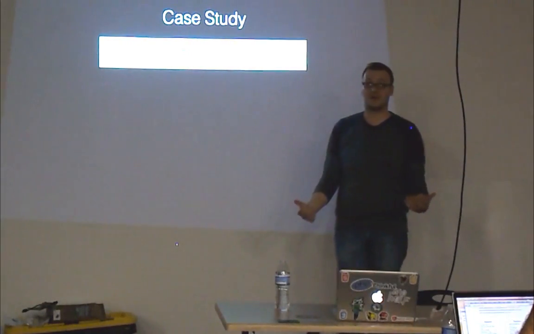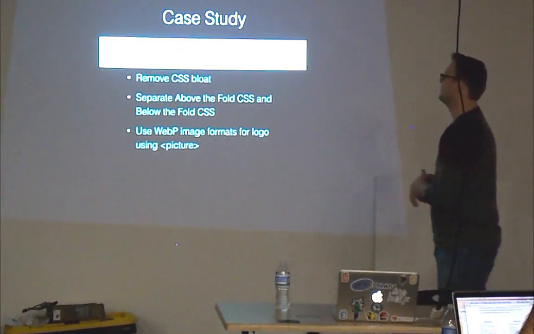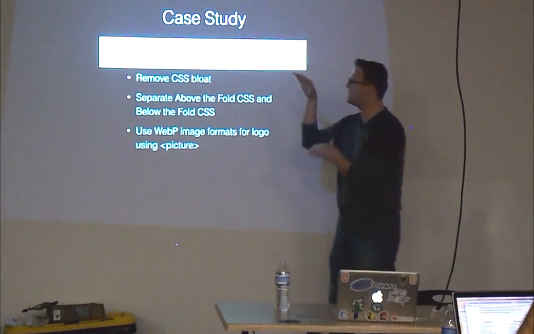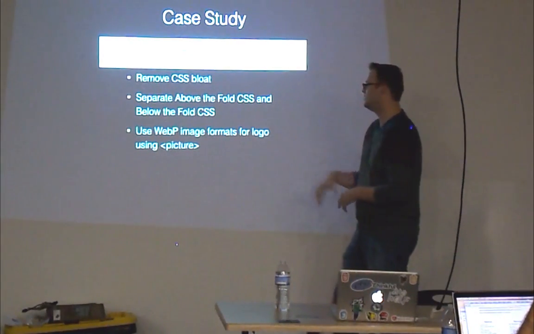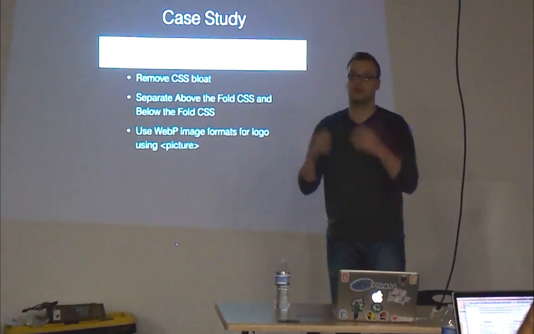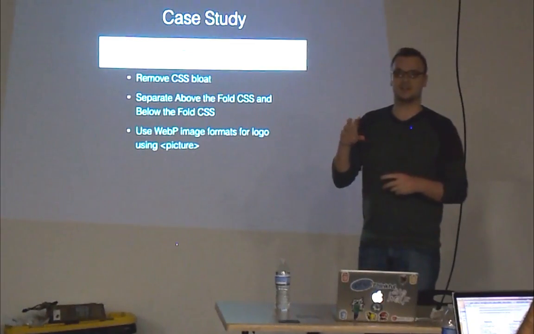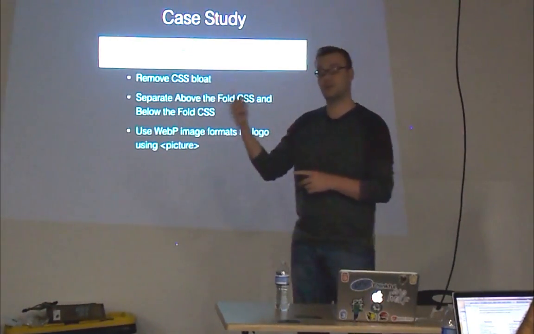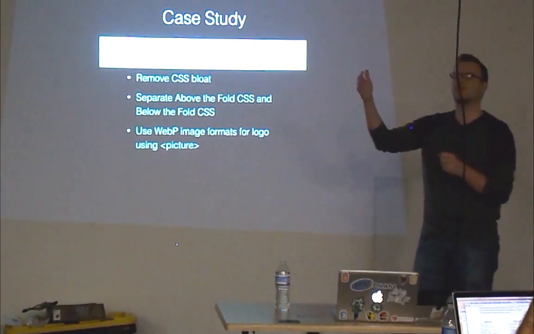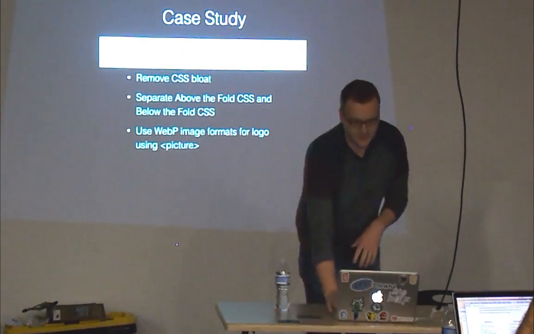Now that's obviously not where we want it to be. That was just the first pass. We've got some more stuff that we're going to be doing with this client. Removing CSS bloat, separate above the fold CSS and below the fold CSS, and use WebP image formats for logos. We're testing with some of that stuff and figuring out what works best. But again, clients, 40% of users will abandon a request if it doesn't load within 3 seconds. And so we've got 3 seconds to make that impression.